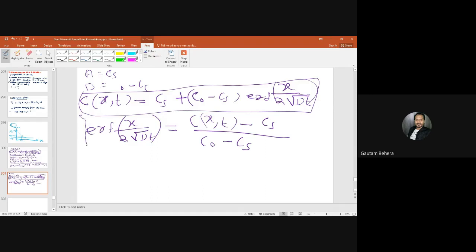Again, this is interesting. So this equation will be helpful to solve the numerical. So in the examination, you can directly use this expression to solve this. You do not have to derive all these things. If you remember, you just remember this expression: error function of x by 2 square root of dt is equal to Cxt minus CS by C0 minus CS. Where you remember, CS is the surface concentration, C0 is the initial concentration, and Cxt is the concentration at depth x. Right.